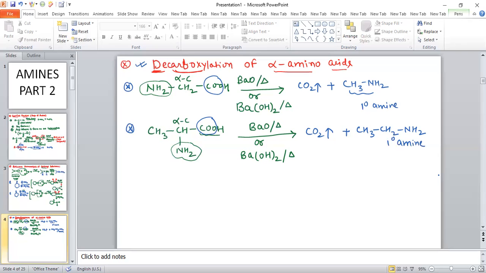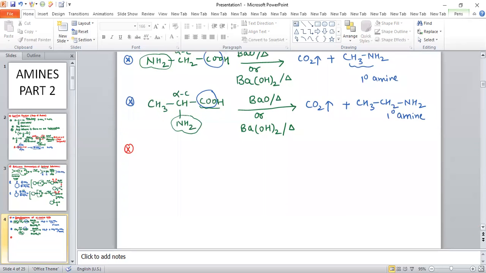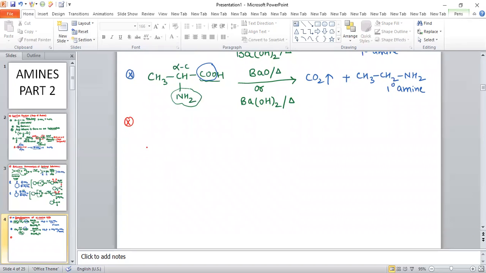Now we can also prepare amines by Grignard reagent. So we can prepare amines by using Grignard reagent also. See how we can prepare amines by Grignard reagent.